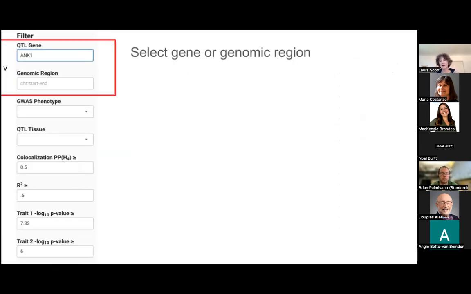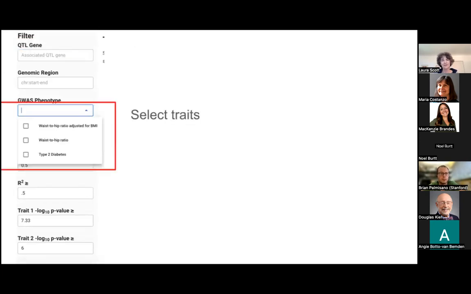Okay, so first off, you can specify the QTL gene. Let's say that I was interested in ANK1 or a genomic region of interest to be able to parse down the information. The GWAS phenotype. So here you can see at this point, we've got 3 loaded in. You could select just one of those or a subset of those or all.